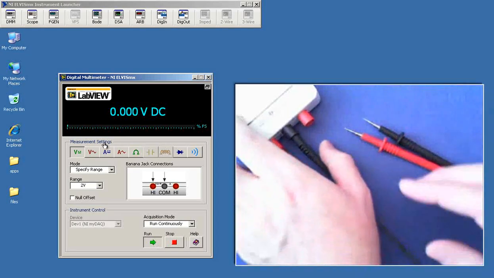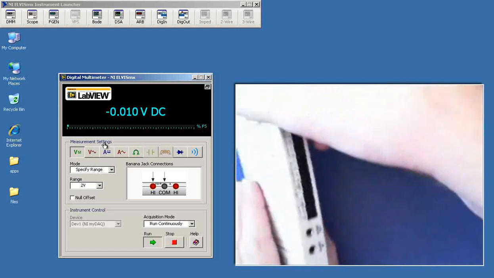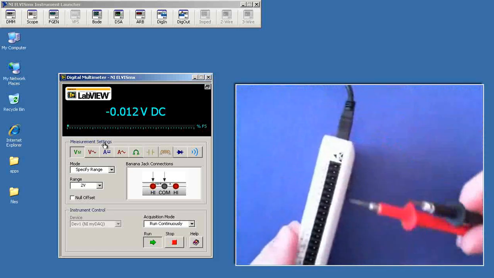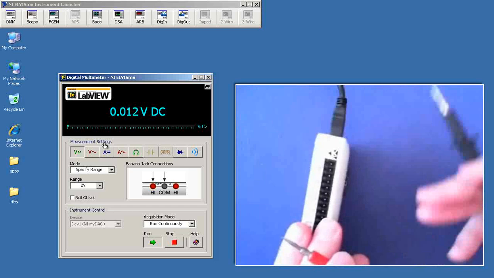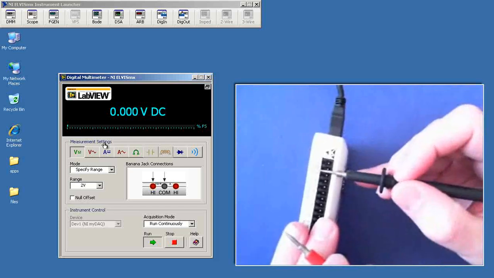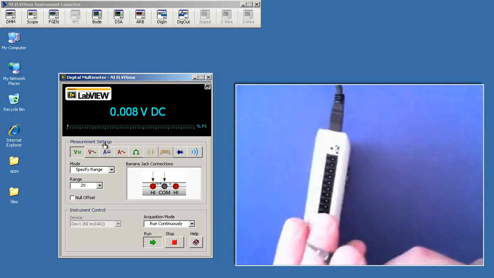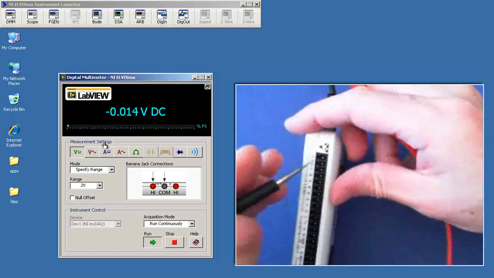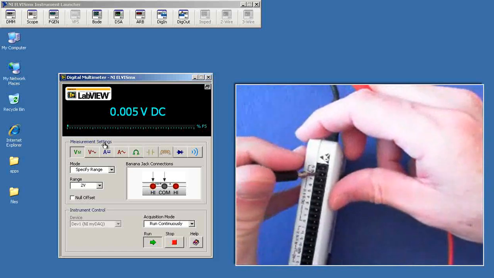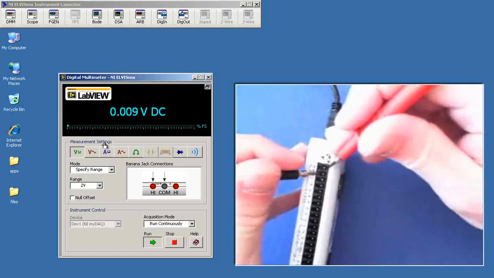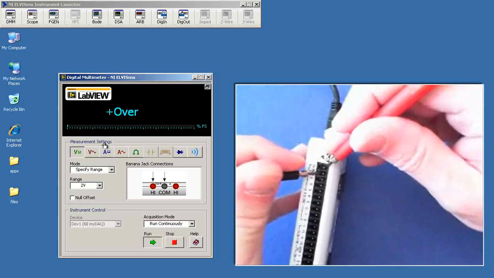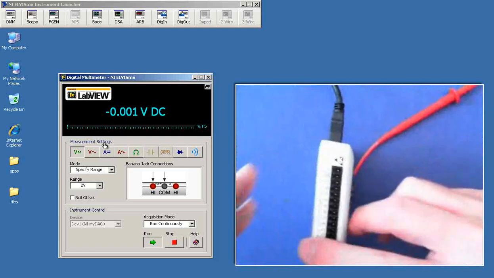You can also measure the power supplies on your myDAQ. For this demonstration, I'll show you how to measure the 5 volt supply. We have the ground connection, attach that to black, and we should read just around 5 volts.